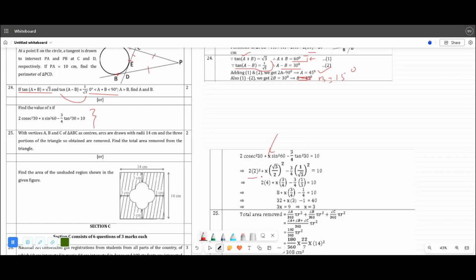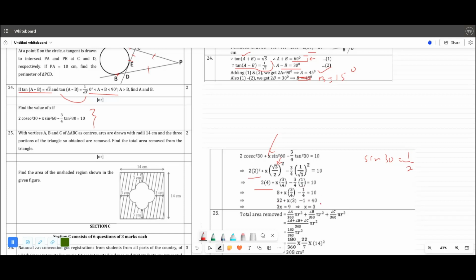तो हमने क्या किया, cosec 30 की वैल्यू क्या होती है 2, because sin 30 की वैल्यू क्या होती है 1/2, आपको पता होगा। तो cosec 30 हो गया 2, 2 इंटू 2 स्क्वायर प्लस x, sin 60 की वैल्यू होती है √3/2, राइट। तो √3/2 का होल स्क्वायर minus 3/4, tan 30 is 1/√3 whole square equal to 10। अब आप इंडिविजुअली सॉल्व कर लीजिए। 2 into 4 is 8, x 3/4 as it is, minus 3/4 into 1/3 is minus 1/4 is equal to 10.